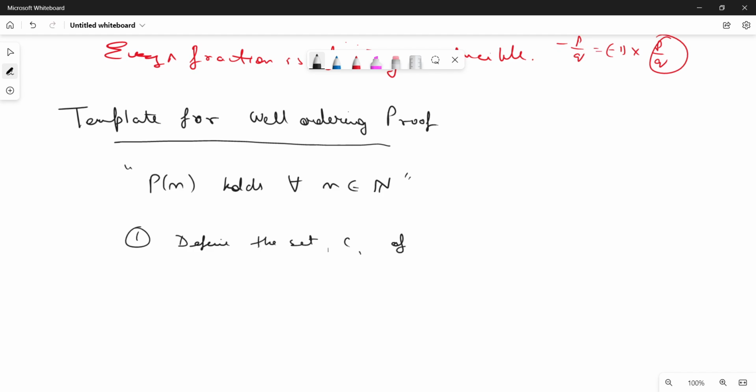So step number 1: define the set C of counterexamples to P being true.